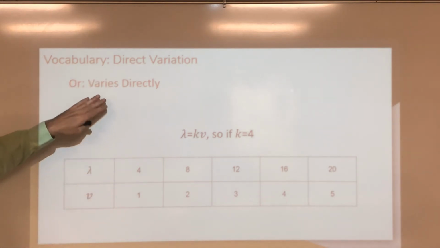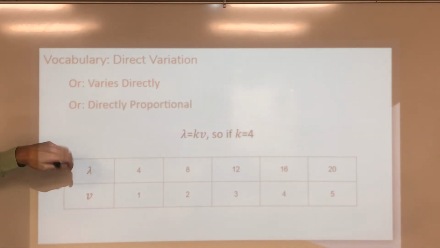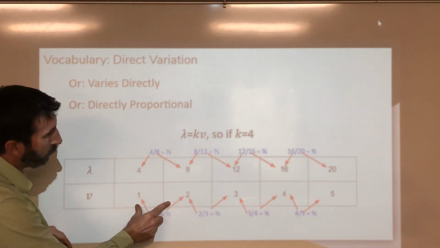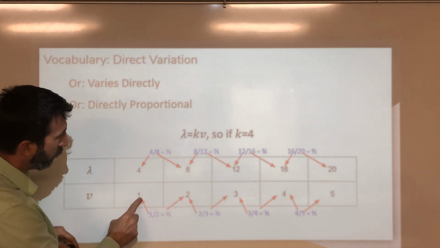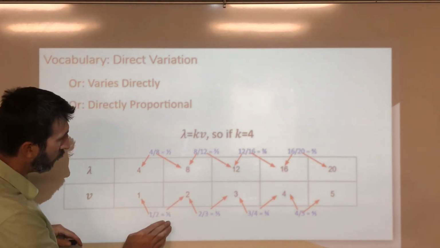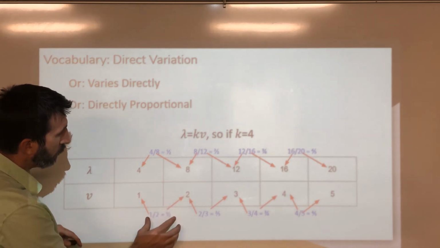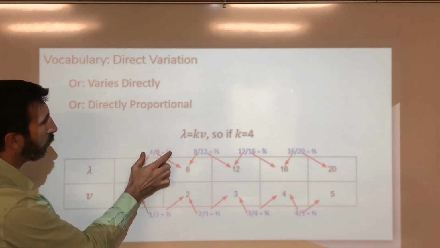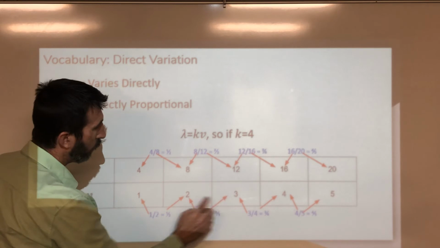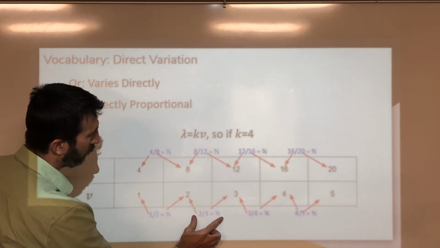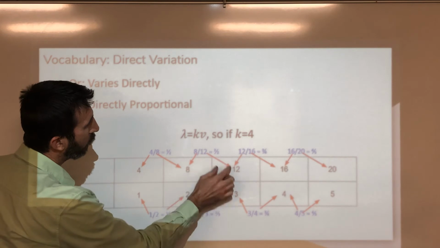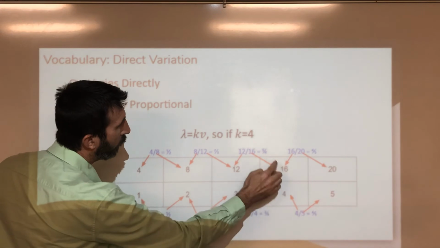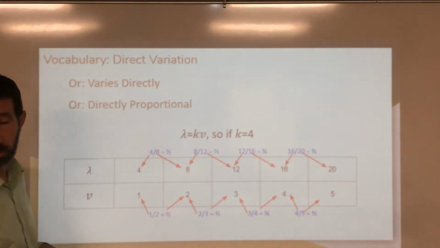Another way to say direct variation is they might say that it varies directly or is directly proportional. You can see that the ratio between these is always the same. So when our v goes from 1 to 2, it's a ratio of 1/2. 2 over 1 is 1/2. 8 over 4 is 1/2. The ratio is the same. 3 over 2 is 2/3. 8 over 12 is going to give us 2/3. The ratio is the same. 3 over 4 is 3/4. 12 over 16 is 3/4. The ratio is the same.